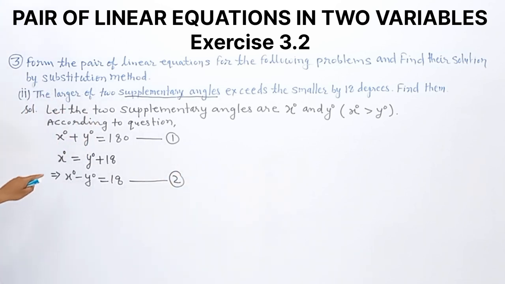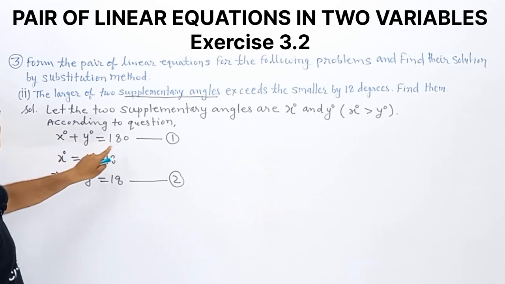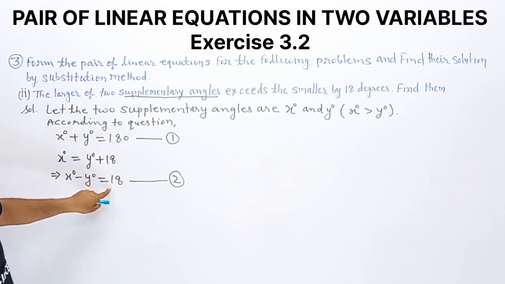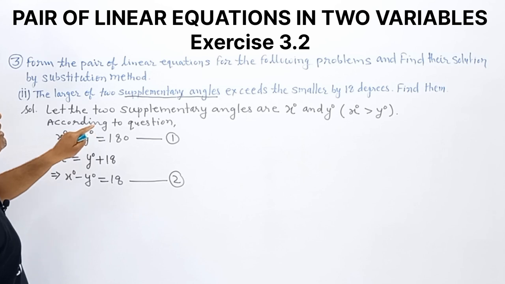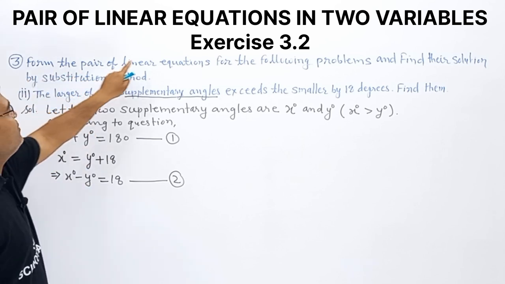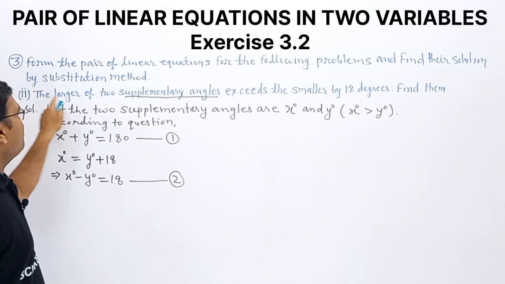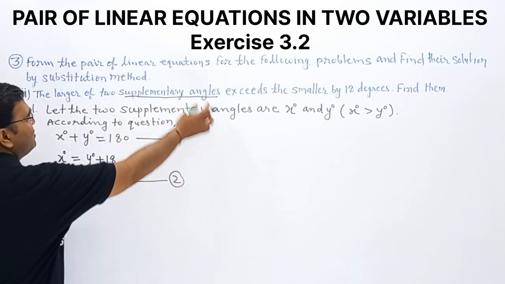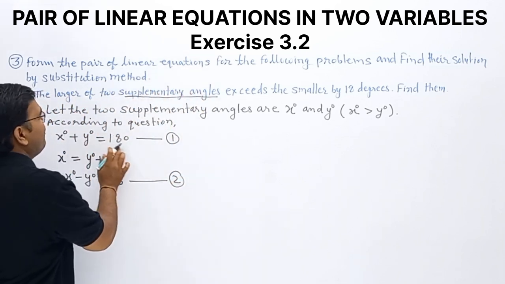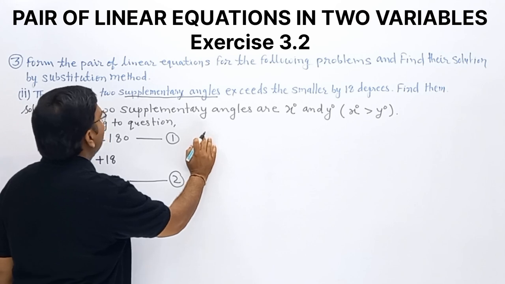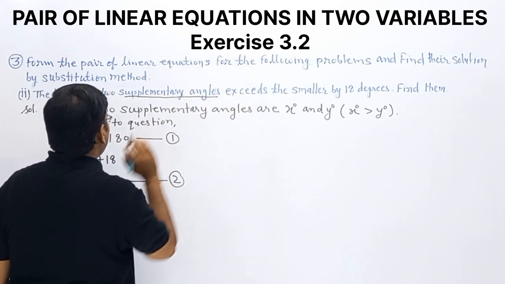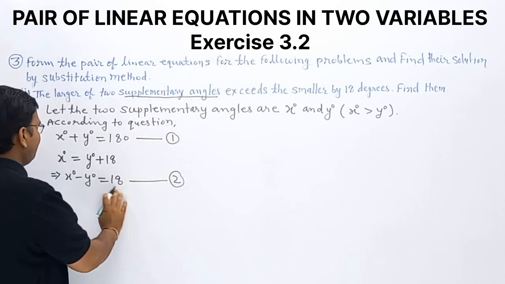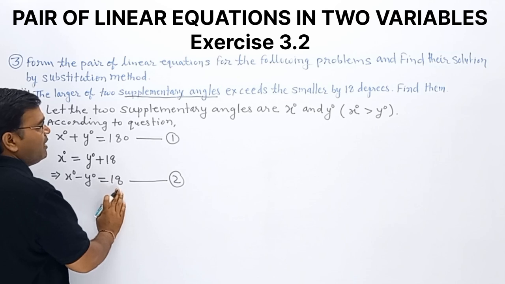But how we will find that these two, x degree plus y degree equal to 180, x degree minus y degree equal to 18, these two linear equations in two variables we formed. To form the pair of linear equations, from this question first understand the sum of the two supplementary angles will be 180. This will be the equation number 1, and according to this situation we get another equation, x degree minus y degree equal to 18.